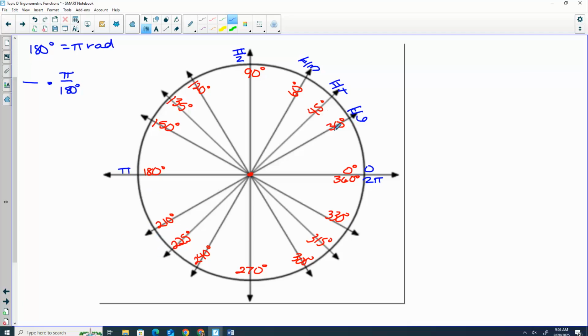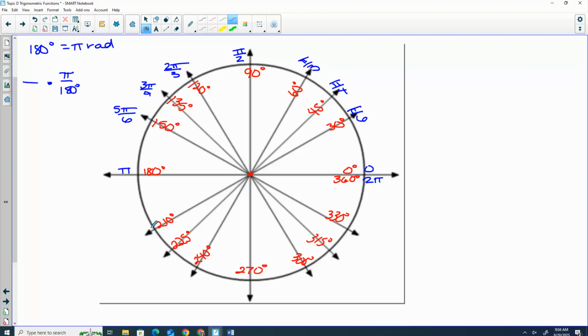And then we talked a lot about our patterns with these. Think about your reference angle. We did 180 minus 30. In radians, you would do pi minus pi over 6. So it's like 6 over 6 minus 1 over 6, so we get 5 pi over 6. Here, this would be pi minus pi over 4. So 4 over 4 minus 1 over 4 is 3 pi over 4. Pi minus pi over 3. So 3 pi over 3 minus 1 pi over 3 would be 2 pi over 3.